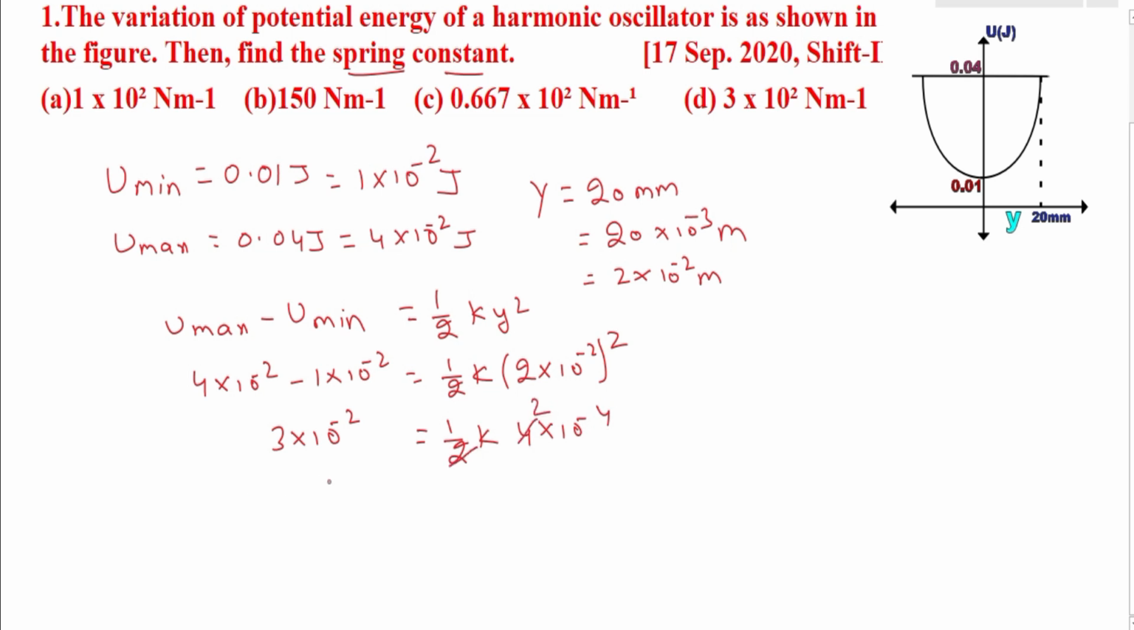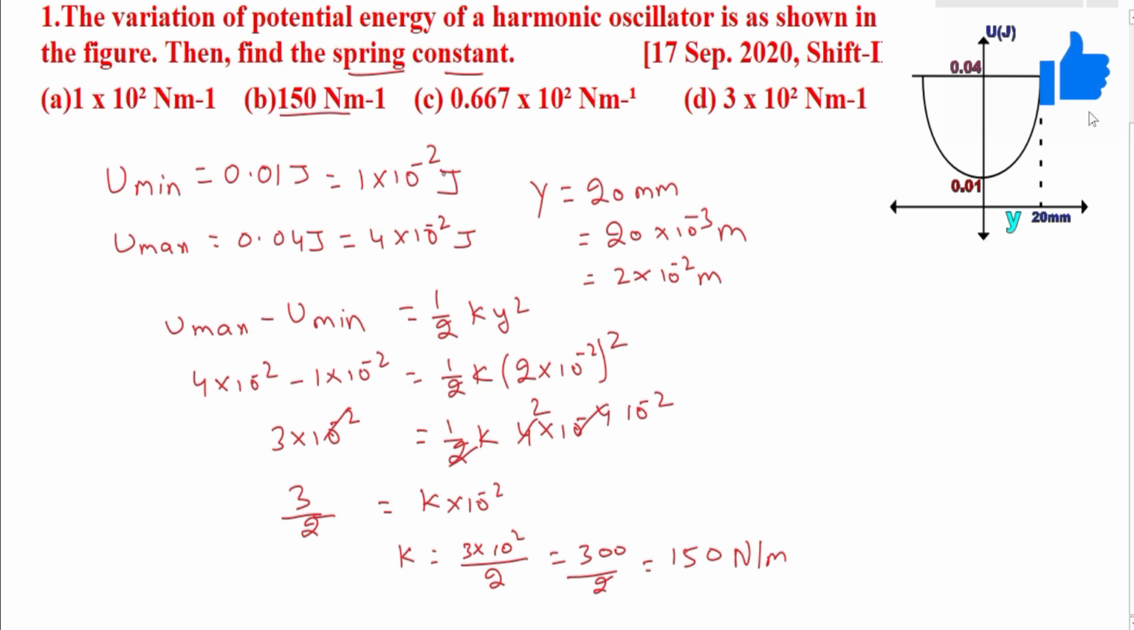2 will get cancelled. Then what will I get? This 10 power minus 2, this will become 10 power minus 2. Then what will I get? 3 by 2 is equal to k into 10 power minus 2. And if this goes here, what will I get? k is equal to 3 into 10 square by 2, that is equal to 300 by 2, that is equal to 150. Okay, 150 Newton per meter. So this is the value of spring constant for this harmonic oscillator, that is 150 Newton per meter.